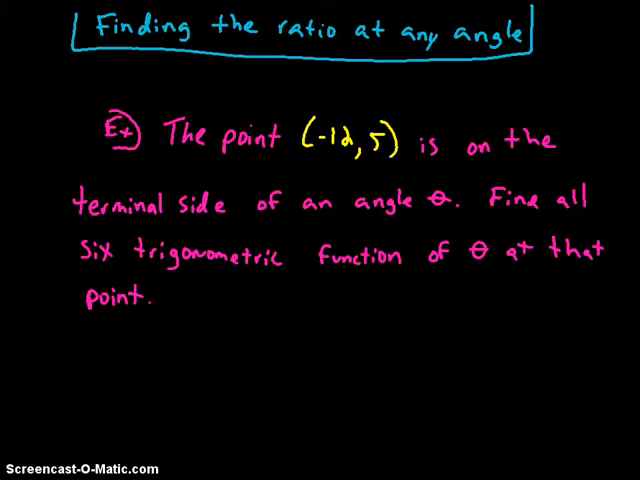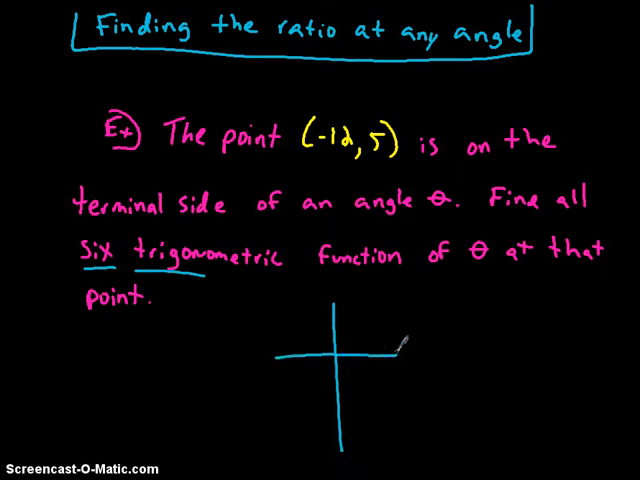Finding the ratio at any angle. In this problem, the point negative 12, 5 is on the terminal side of an angle theta. Find all 6 trig ratios, or trig functions, of the angle theta at that point. So basically, we're going to find sine, cosine, secant, cosecant, all those at that point.